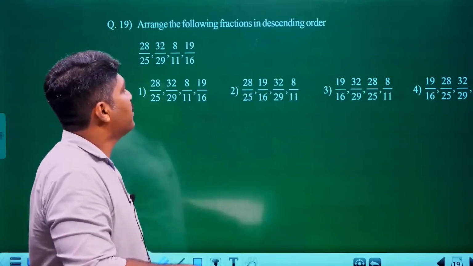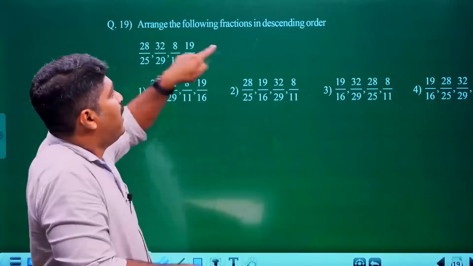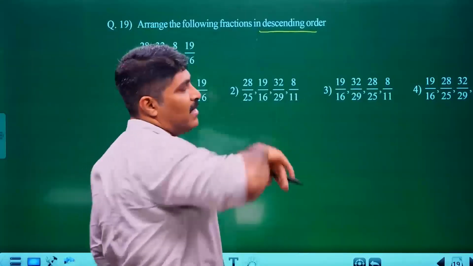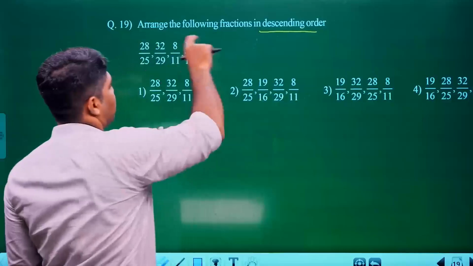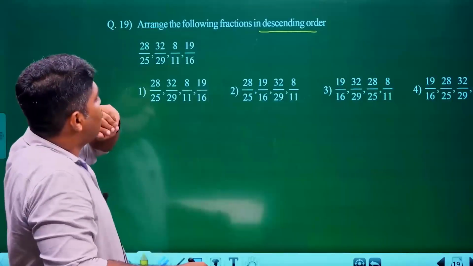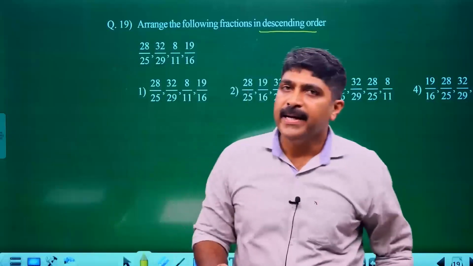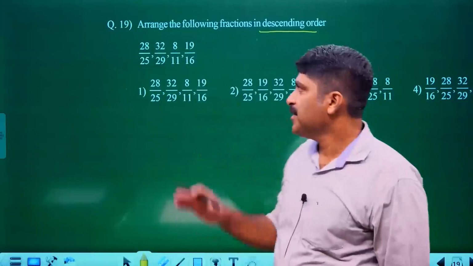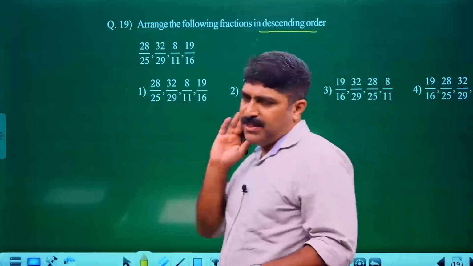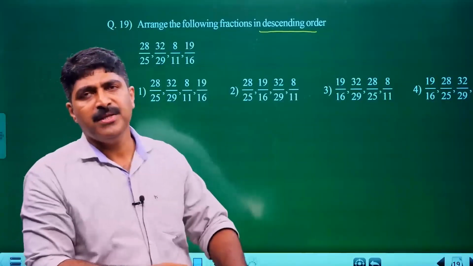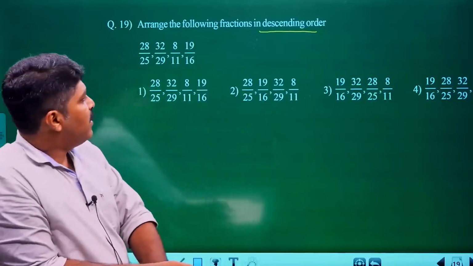Whenever we are considering this type of question, we have to arrange the fractions in descending order. Just closely observe the set of fractions here. Is there any peculiarity or any kind of relationship between the fractions? While observing, can you guess which is the least among them?